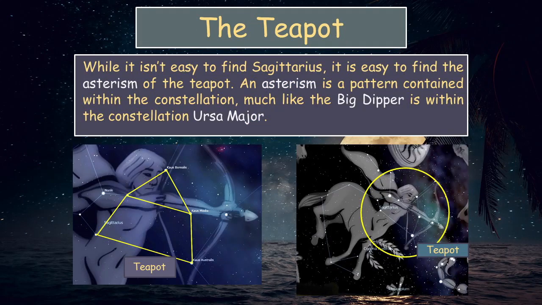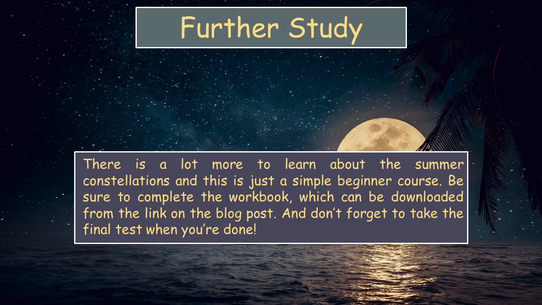While it isn't easy to find Sagittarius, it is easy to find the asterism of the teapot. An asterism is a pattern contained within the constellation, much like the Big Dipper is within the constellation Ursa Major. There's a lot more to learn about the summer constellations, and this is just a simple beginner course.